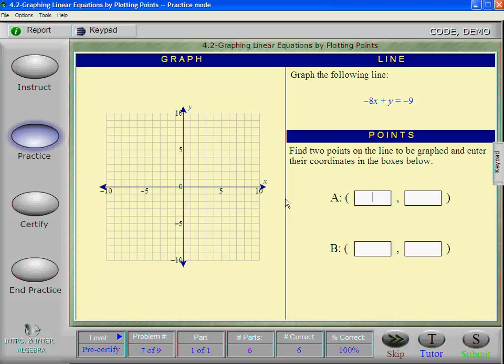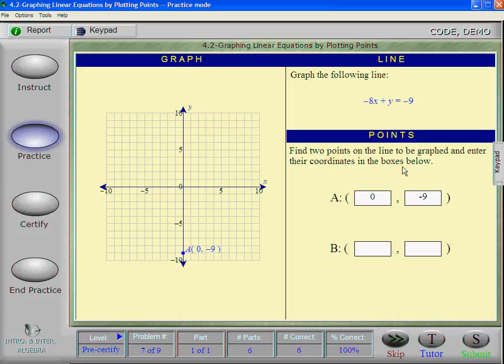Find 2 points on the line to be graphed and enter the coordinates in the box below. Again, we have an x and a y here. So if I plugged in, say, 0 for x, I'd have to work it out. Well, there's not much to work out, I guess. But if I plug in 0 for x, negative 8 times 0, that goes away. Y would equal negative 9. So that's one of the points.